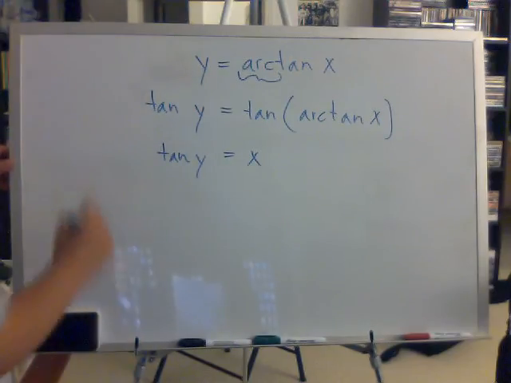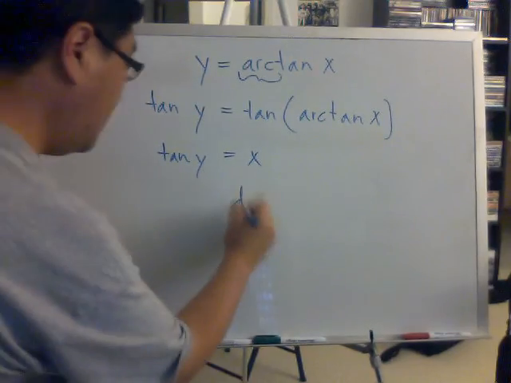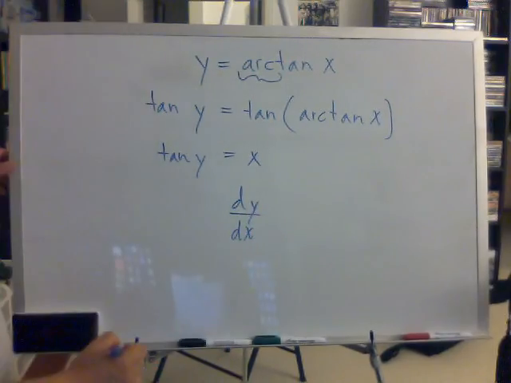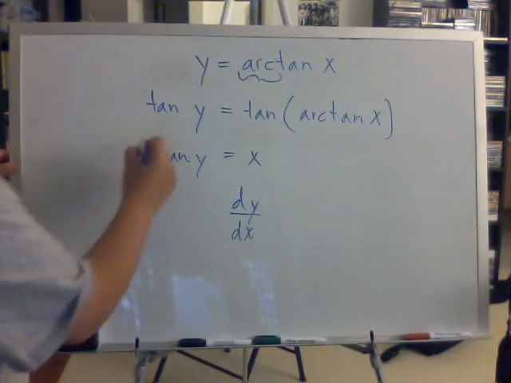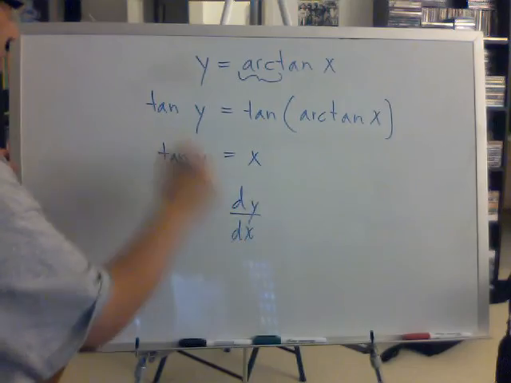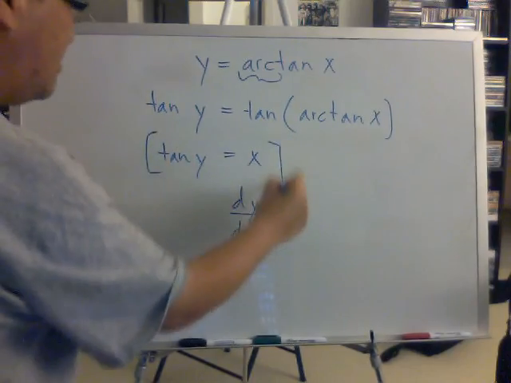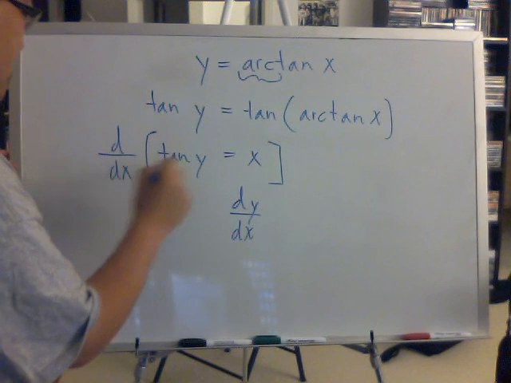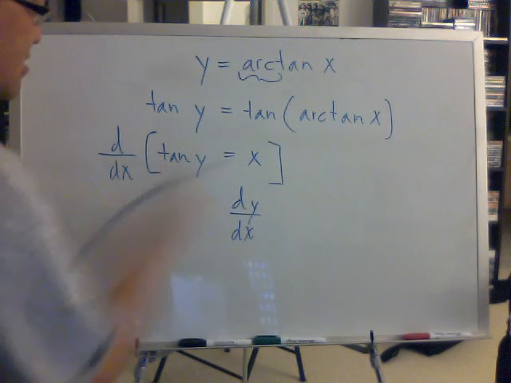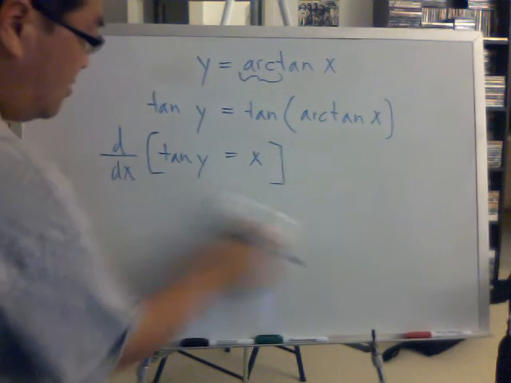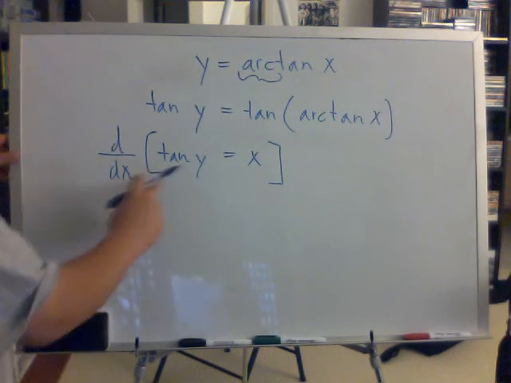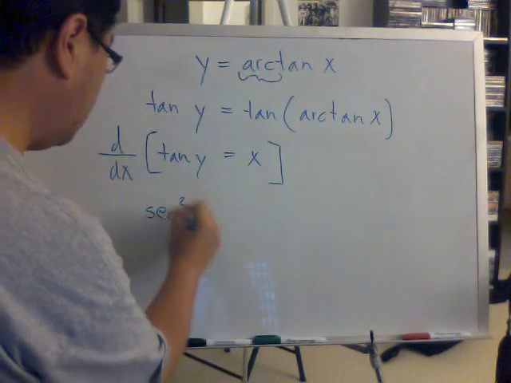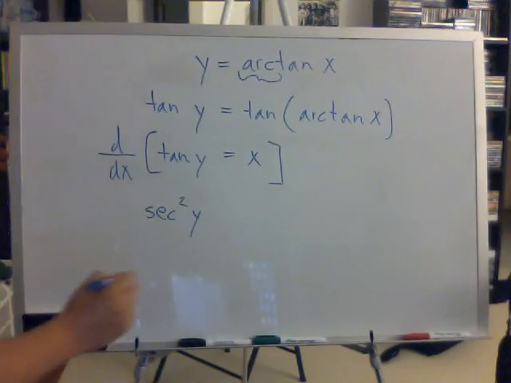Then, how do we find dy/dx? Basically, you find dy with respect to dx by taking the derivative on both sides with respect to x, on tangent of y and tangent of x. When you do that, the derivative of tangent of y is secant squared of y. But we're not done yet.